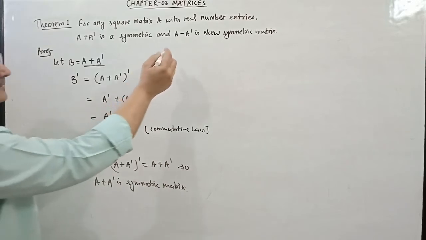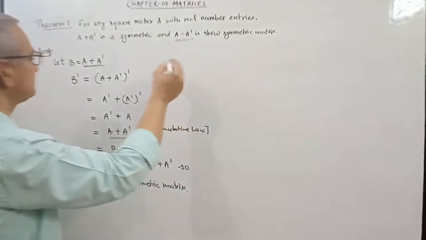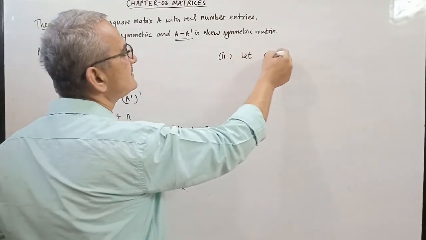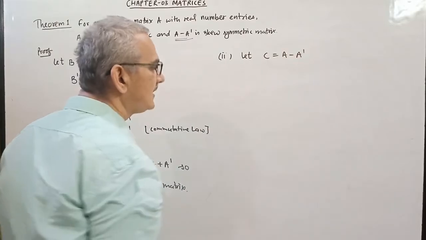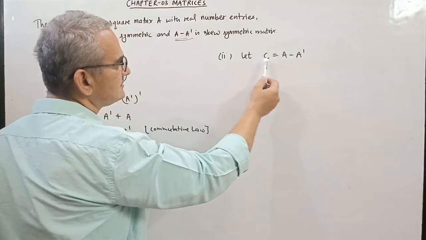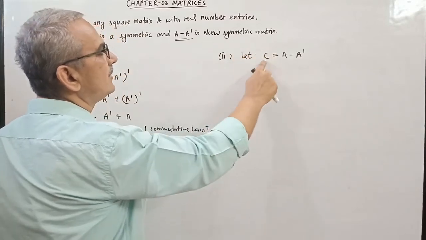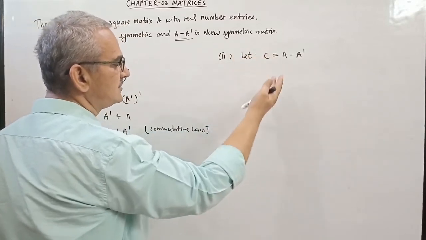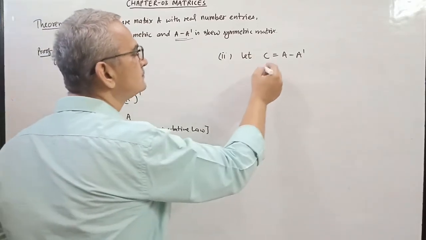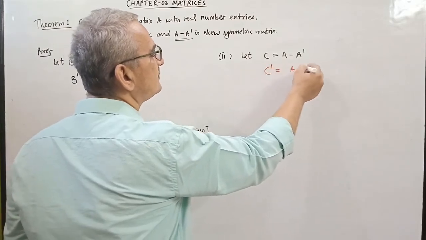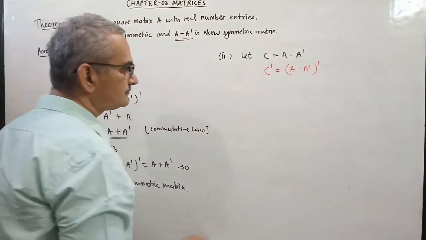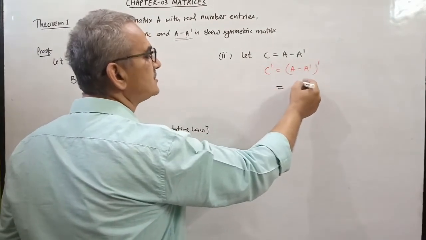Now we have the second part, that is A minus A dash. So let's take the second one. Let us suppose this as C is equal to A minus A dash. Now we can prove that this A minus A dash, that is C, is a skew symmetric matrix only when we are taking the transpose of C and we are getting C dash is equal to minus C. So let's take the transpose of C here. So C dash is equal to A minus A dash whole dash. Now this will be by using the property.